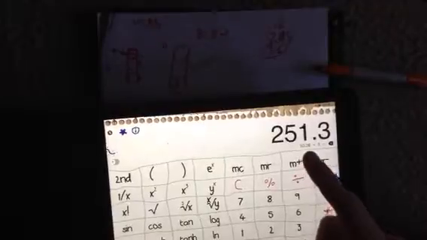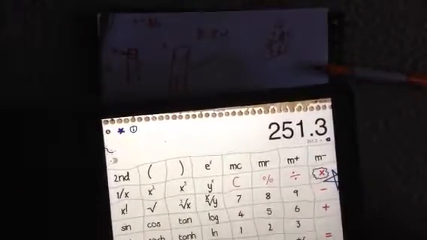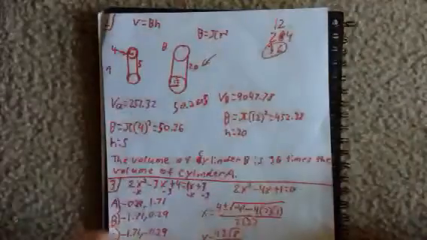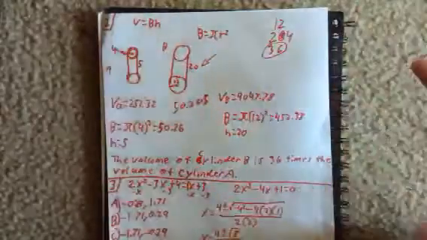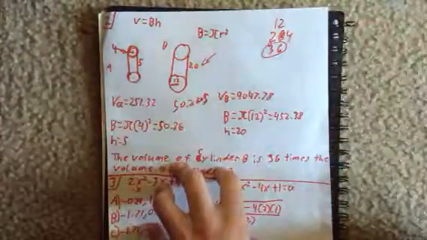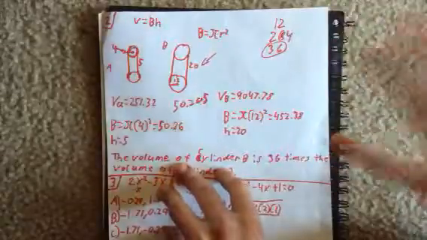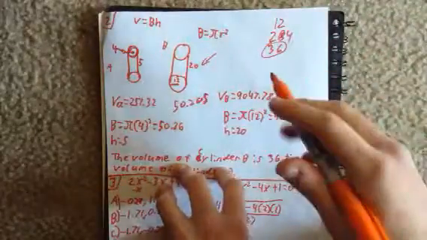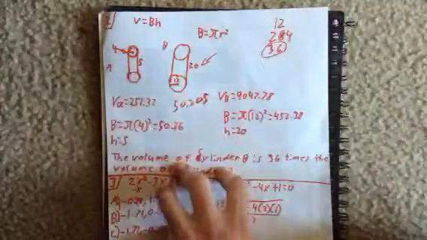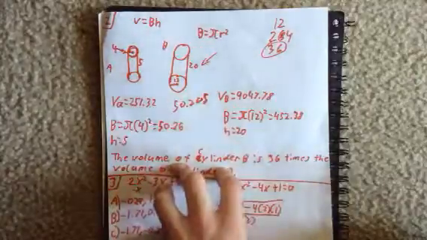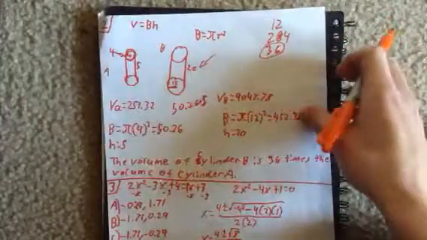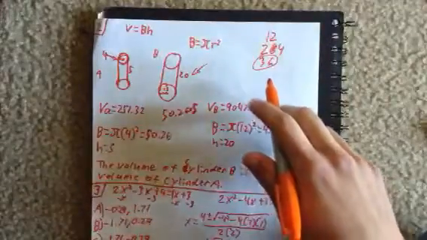So 251.3 times 36 equals 9,046.8. That's roughly the same, because there are so many decimal places that I excluded when I rounded. It's not the exact answer, but it is close enough. If we used all the decimal places that the calculator gives us, we would get an exact 9,047.78. Because I rounded, we get 9,046.8. But anyway, that is the answer to question 2, 36 times.